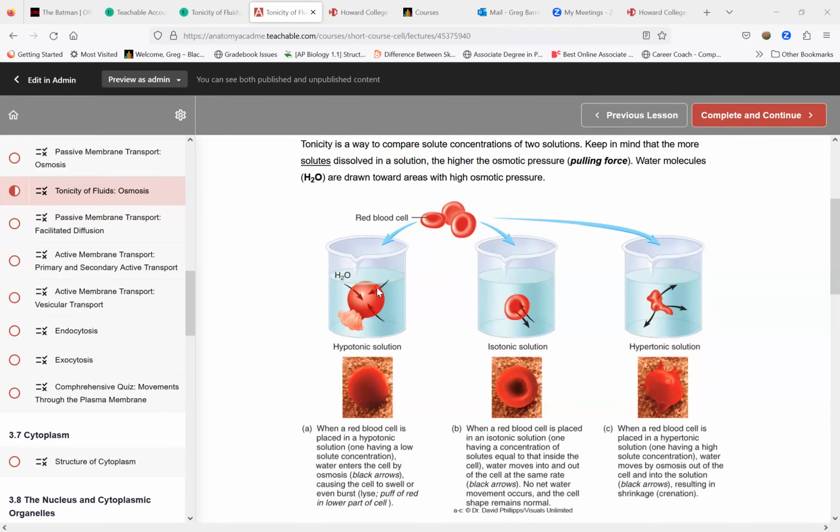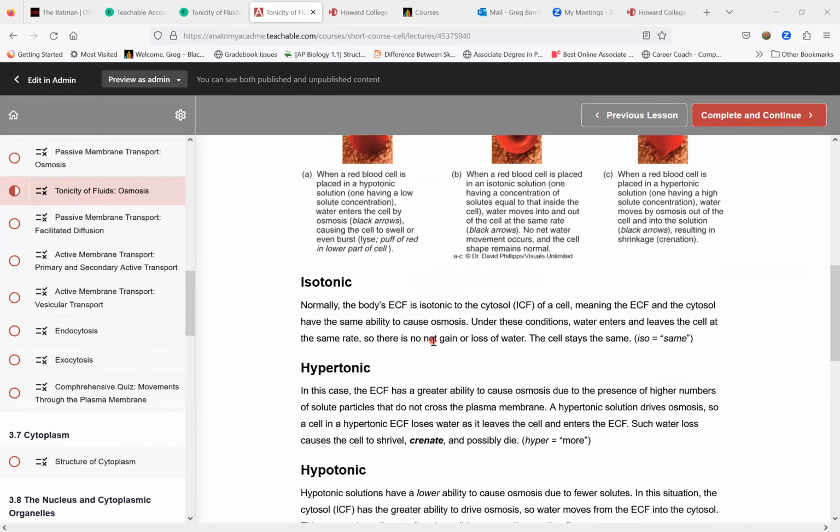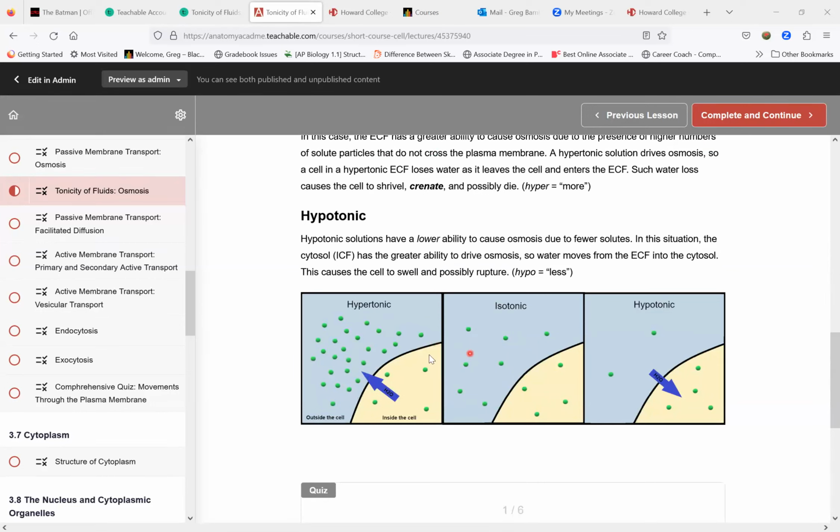Same thing here. If body fluids were too dilute, less solute concentration, more water H2O concentration, brain cells would swell up, which would also lead to death eventually. So it's very important. I like diagrams that are simple.